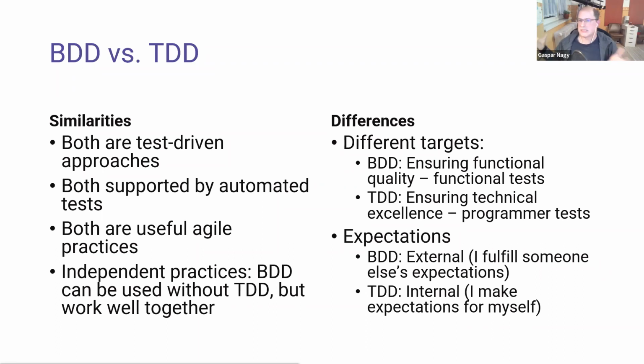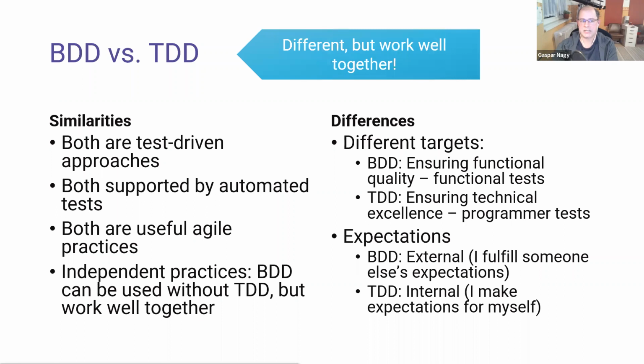Some people say that because of this internal expectation nature of TDD, the things that you are writing there are not really tests because you are self-testing. It's quite different from testing an external expectation. If you think about that, you will see that it's much different. If you see a green TDD test, that means that I did my job right. If you see a green BDD test, that means that I did the right job. I hope that helps. So in summary, we can say that they are different, but they are working well together.